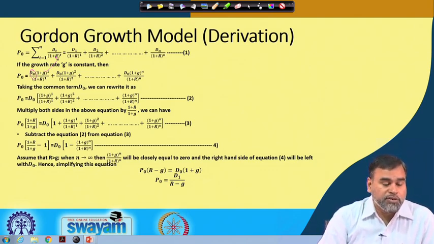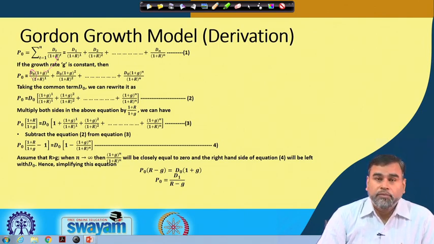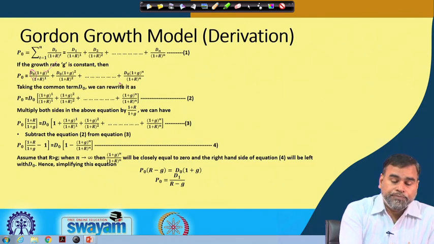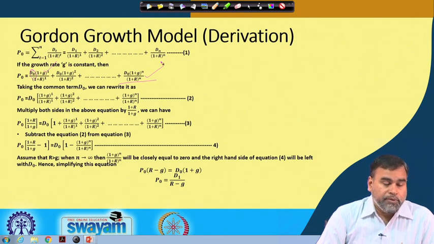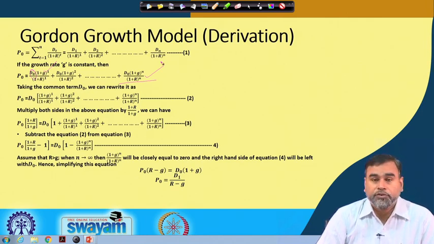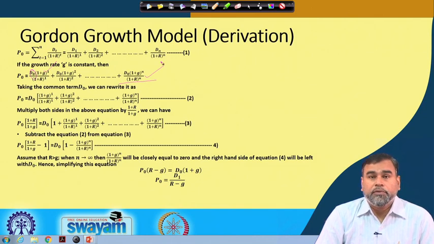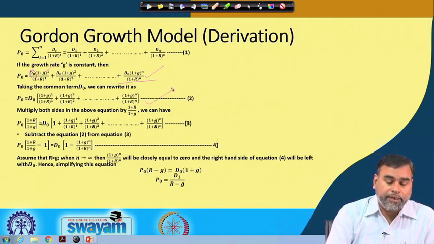D1 is nothing but D0 into (1 plus g) to the power 1 divided by (1 plus r) to the power 1, and D0 into (1 plus g) to the power 2 divided by (1 plus r) to the power 2, and so on, and finally D0 into (1 plus g) to the power n divided by (1 plus r) to the power n. Then you can take D0 common, because D0 is involved in all the terms. Then inside the bracket you find (1 plus g) divided by (1 plus r), and so on, up to (1 plus g) to the power n divided by (1 plus r) to the power n.